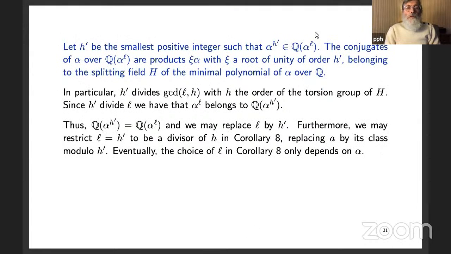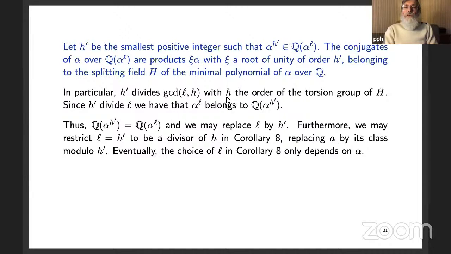In particular, H prime must divide the order of the group of roots of unity in H. So H prime must divide H. And by definition, H prime is the smallest such that alpha to the H prime belongs to Q(alpha^L). This implies that H prime must divide L as well. Otherwise, combining L and H prime, you would find a smaller power which belongs to Q(alpha^L). So we have H prime, which divides the GCD of L and H.